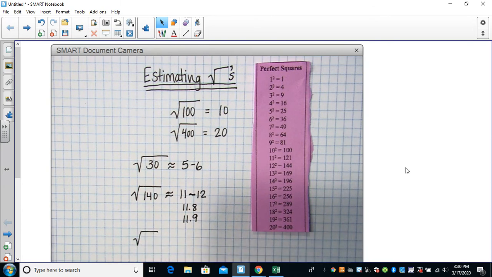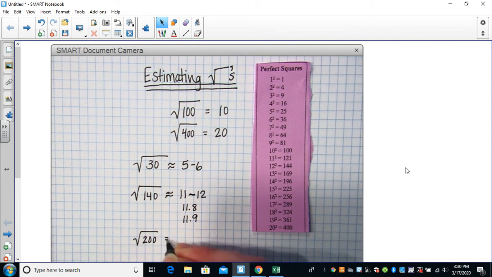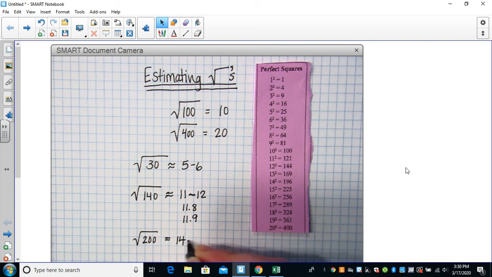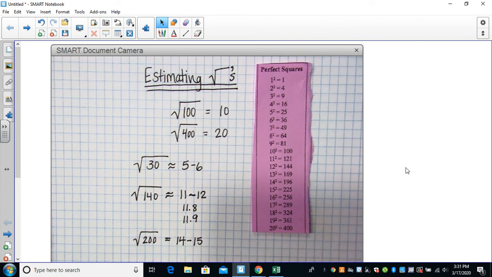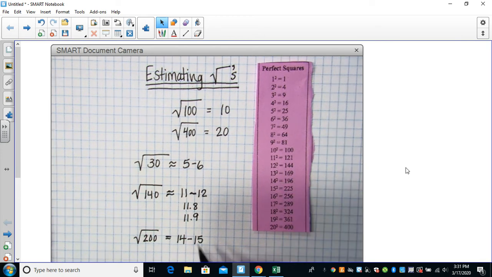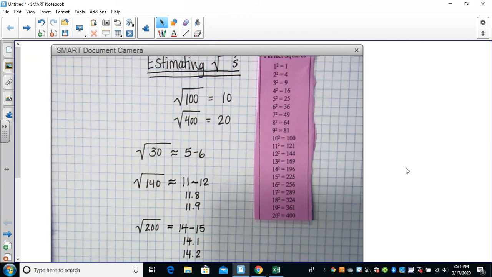Finally, we'll do one more. Let's say the square root of 200. 200 is not a perfect square. However, it would be located somewhere in between this 196 and 225. So it would be approximately between the number 14 and 15. It's obviously closer to 14 than 15 because 200 is closer to 196. So if I had to estimate, I'd say it'd be about a 14.1 or a 14.2.